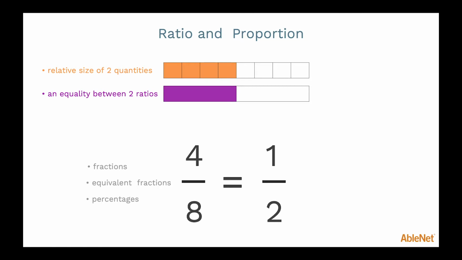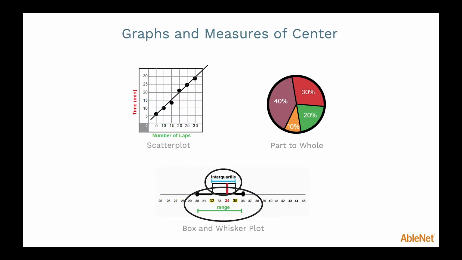Students begin to study ratio and proportion in the context of fractions. A ratio is defined as the relative size of 2 quantities, as you see in this fraction. And proportion is an equality relationship between 2 ratios, or in this case, equivalent fractions. We also introduce new sets of graphs from Equals in pre-algebra and pre-geometry. Scatter plots, circle graphs, and box and whisker plots are taught in order to study graphs and measures of center. The intent is to allow students to utilize graphs to interpret information and data.